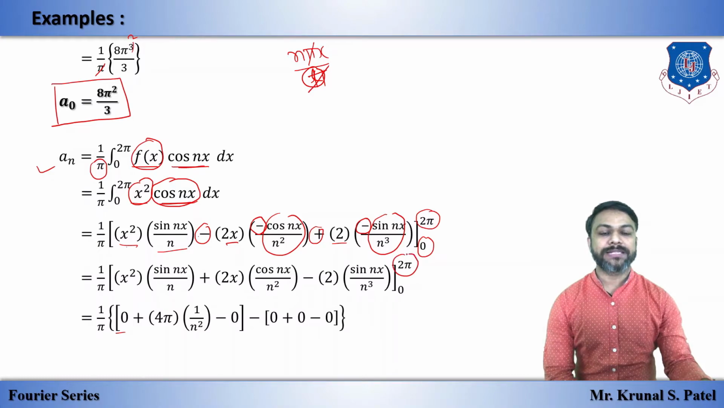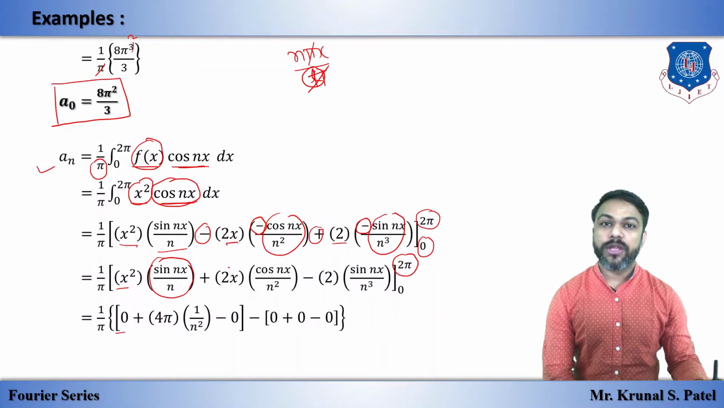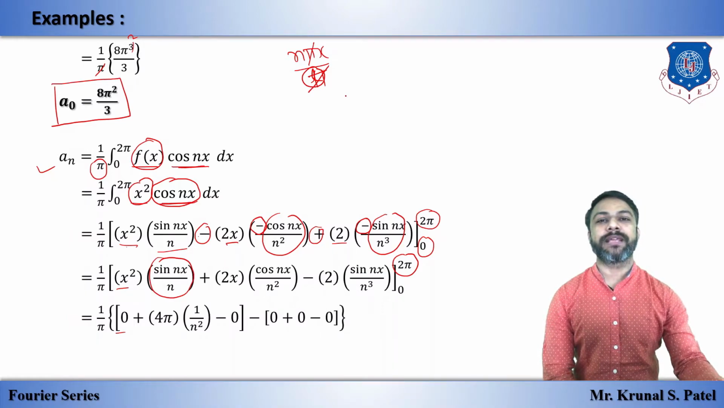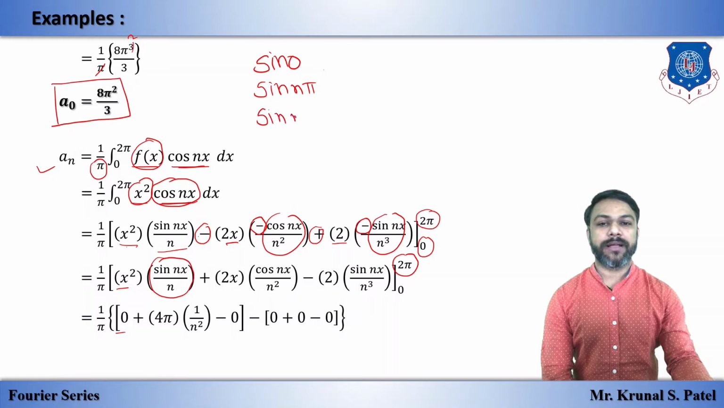Now we will put 2 pi instead of x. Before putting it in x square, we will put it in the sine term, because we know the value of these three: sine 0 is 0, sine n pi is 0, sine 2n pi is 0. Cos 0 is 1, cos n pi is minus 1 raised to n, and cos 2n pi is 1. Okay, I am writing it one more time: sine 0, sine n pi, and sine 2n pi, all these three values are 0.